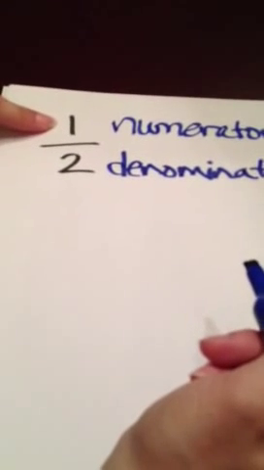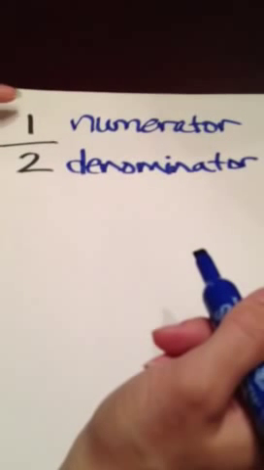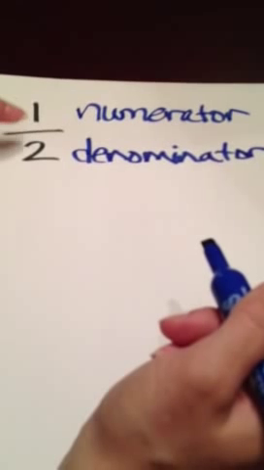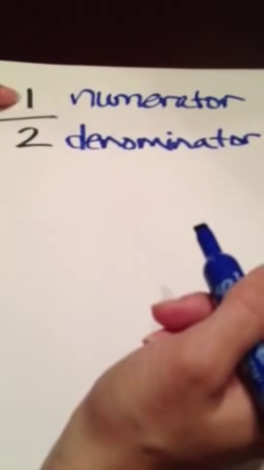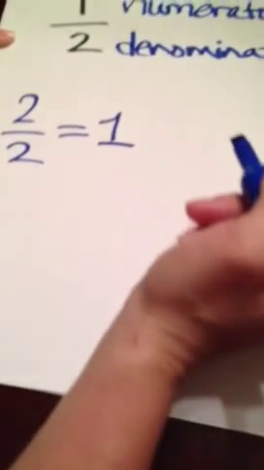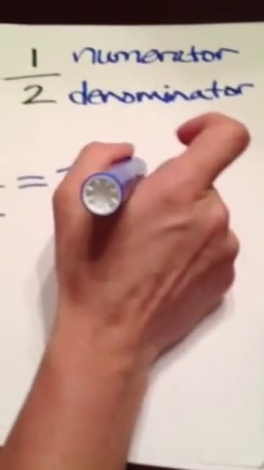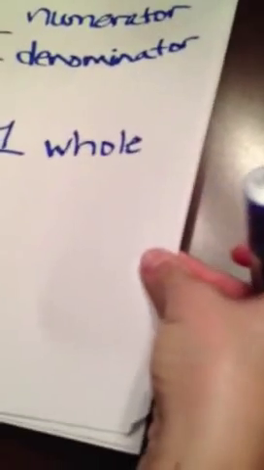So sometimes we read this as 1 half, right? Or we could also read this as 1 out of 2, right? If you had 2 halves, that would equal 1 whole, right? All right. So now we're going to work on changing this into a decimal form, all right?